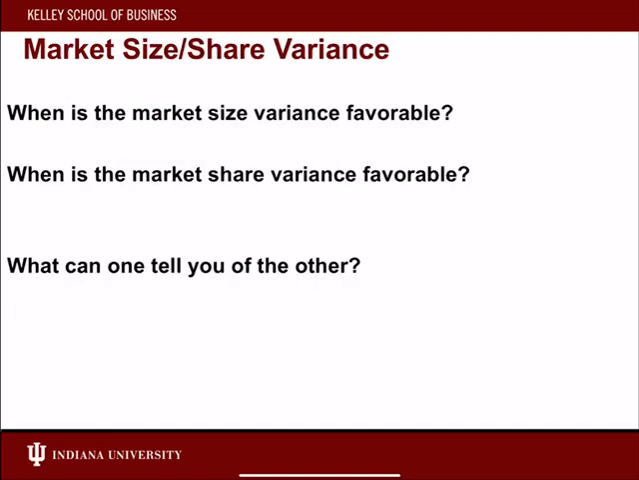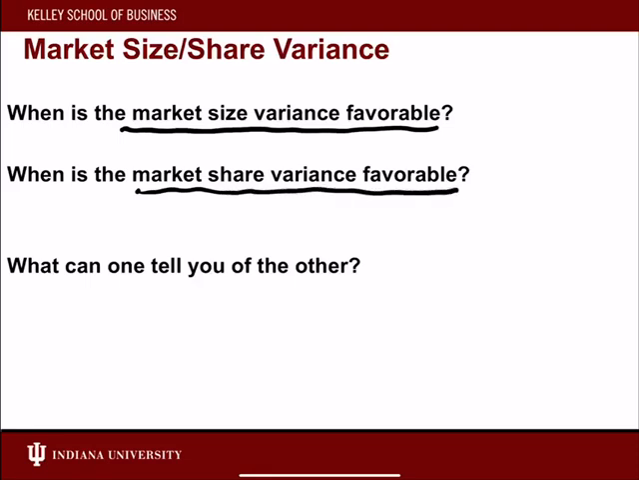So we just went over that. Market size, we should be favorable, assuming our market share stays the same. If the market grew in size, we should have a favorable variance. Market share says, assuming the market size stayed the same, if our market share grew, we should have a favorable variance. But what's interesting is the interaction of these two.